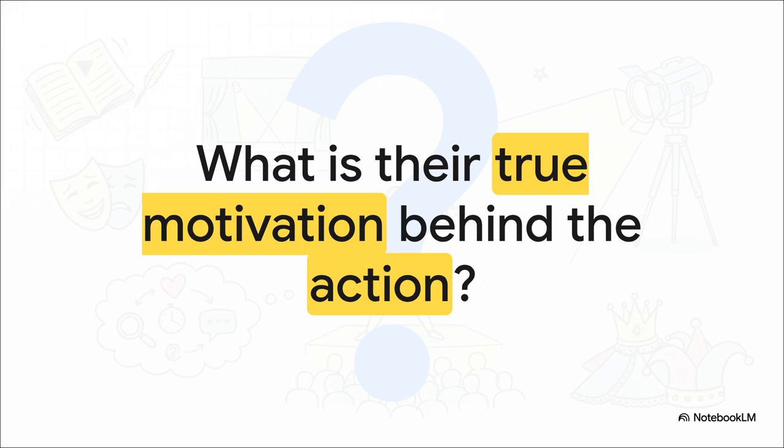Here's your first pause check. Read this scenario. If a character says, "I am perfectly fine," but the stage directions say, slamming the door, wiping away tears, what is their true motivation? Go ahead and pause this explainer right now, think about that page versus stage dynamic, and answer the question out loud.